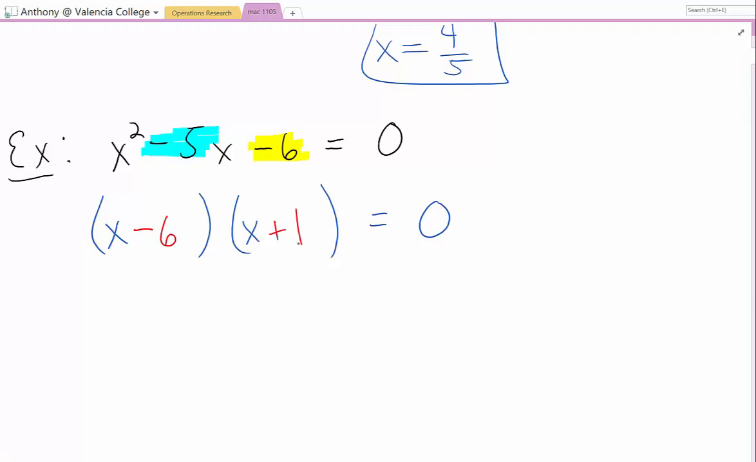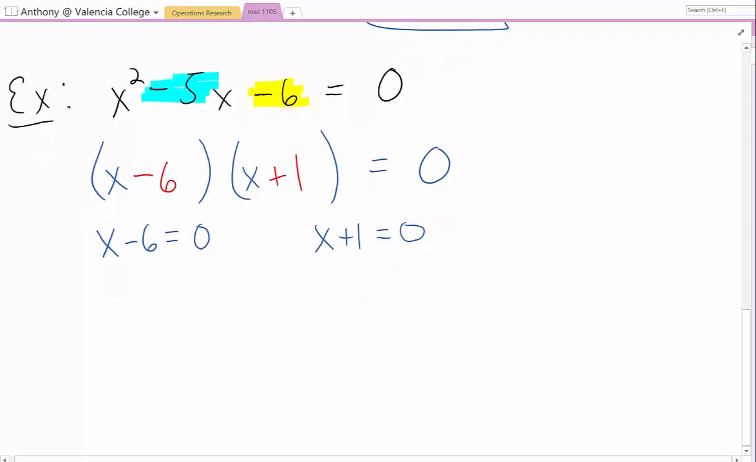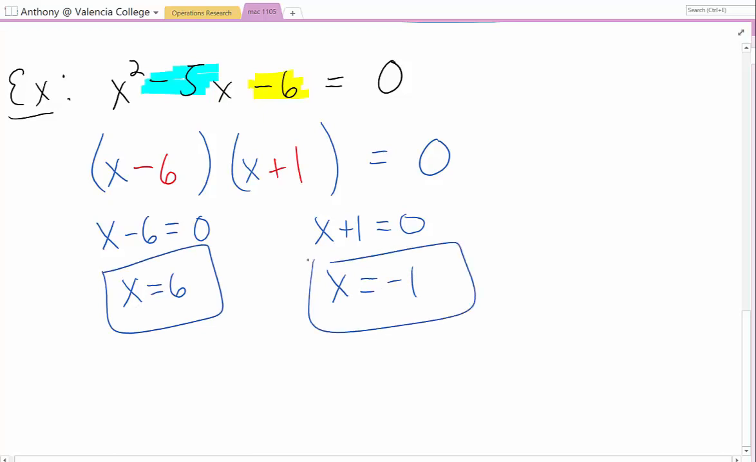Make sure you're very careful with your signs. And so now if we set both of those factors equal to 0, we get the following equations. X minus 6 equals 0. X plus 1 equals 0. Okay? Solving both of these, hopefully everybody's in agreement, we get x equals 6 and x equals a negative 1. Alright? Hopefully that wasn't too much there. How about this one?